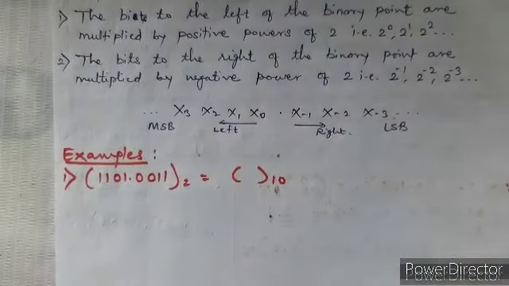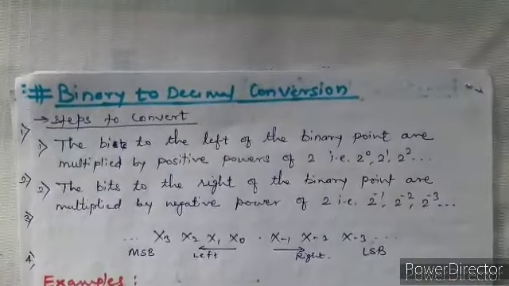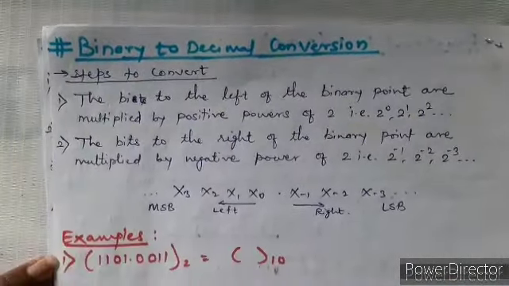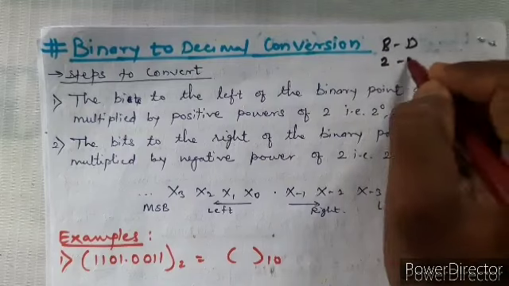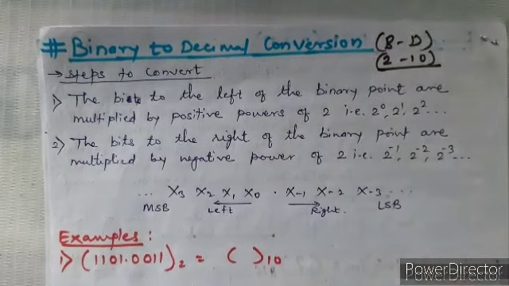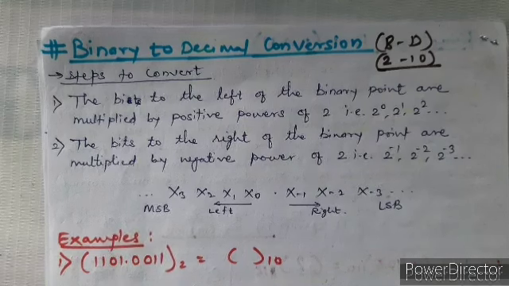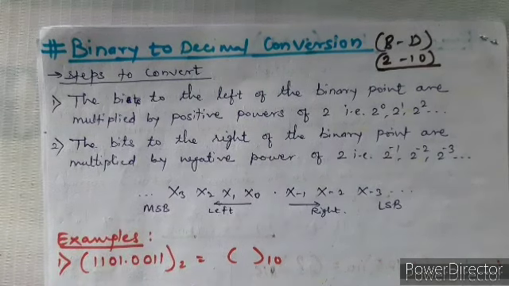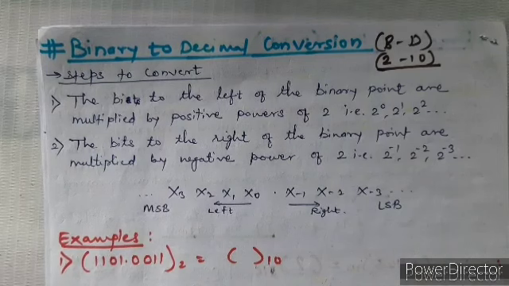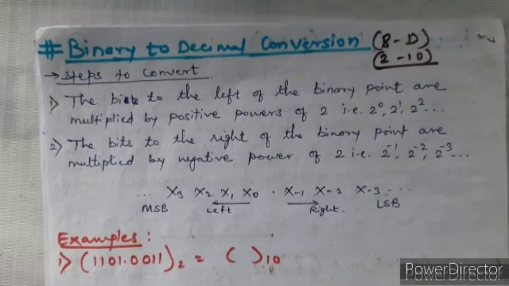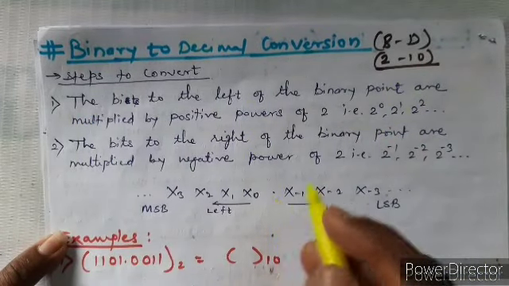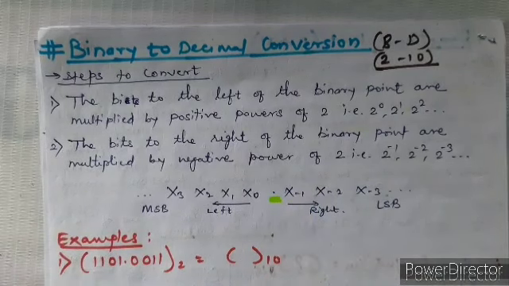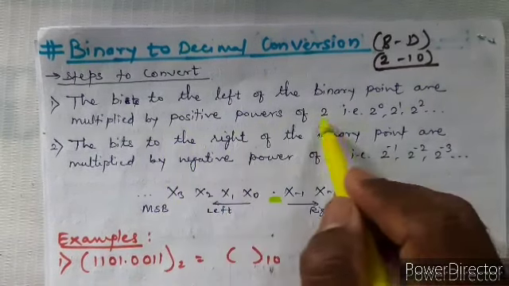Considering this first, that is binary to decimal conversion. Binary to decimal conversion, right? So B to D or 2 to 10, we can say this conversion. Now as you can see here, in this conversion only two steps are required. So step 1, the bits to the left of the binary point, now here this point is called as binary point, are multiplied by positive power of 2.